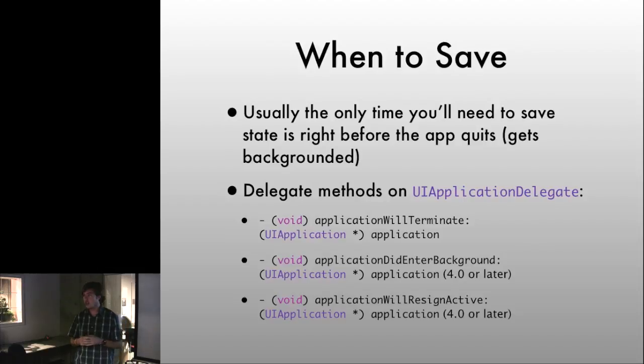For example, a phone call or a text message comes in. So these are great places to save, because you know that you're about to lose your user, and you want to make sure that you save everything, so that when they restart, you can go back to right where they left off. So it's pretty common in the implementations of these methods to provide some sort of saving utility inside of there.